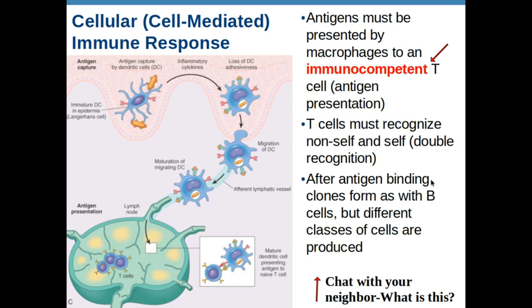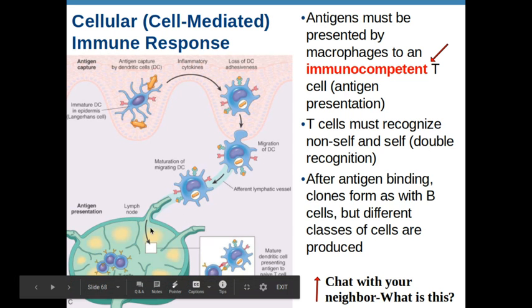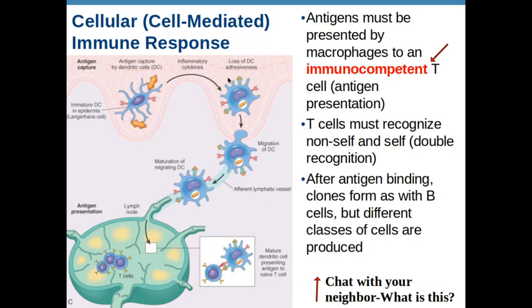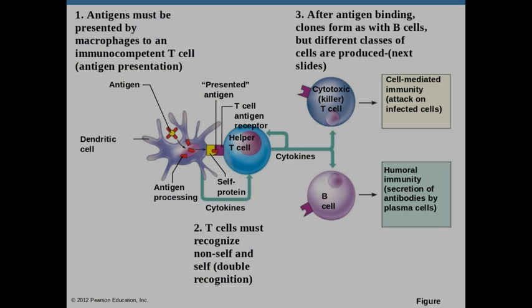After this antigen binds with this T cell, clones of that T cell form like we saw in B cells, but it produces different classes of cells. Here we can see a lymph node where a lot of this activity is happening. This is where the heart of the fight is happening, and also in these MALT tissues, these different mucosal tissues that we talked about the other day with the lymphoid tissues, the MALT tissues being where these immune system cells are found.